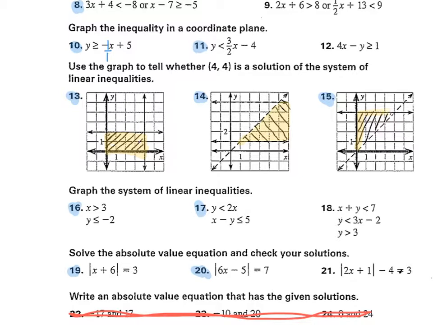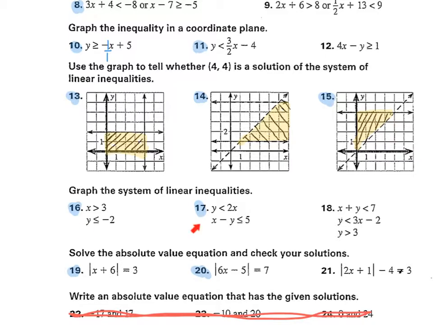if the point (4, 4) is inside this highlighted area, then it's a solution. If it's not inside these areas, then it's not a solution. Okay? So again, yes or no. And again, I would actually plot the point (4, 4) on this little graph that you have right here in front of you on 13, 14, 15.